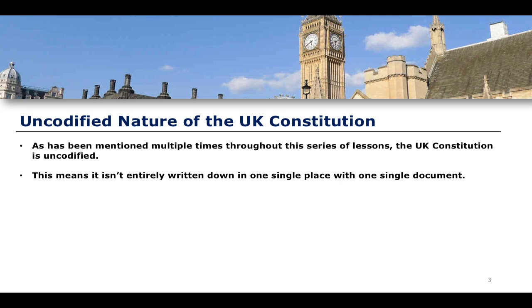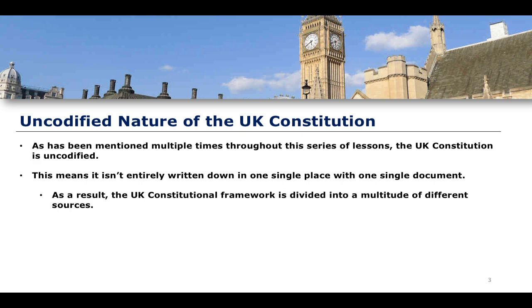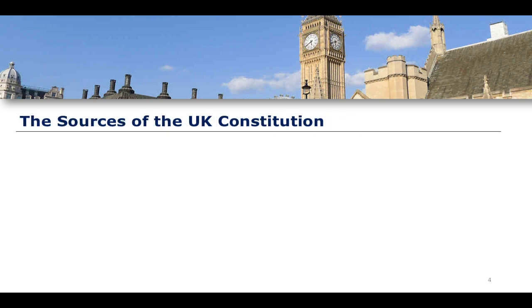The thing that is different from this constitution and, say, for example, the US Constitution or a variety of different European constitutions is the fact that it is not all written down in one single place, in one single document. That's why we suggest that it is uncodified. And so as a result of all this, we see that the UK's constitutional framework is divided into a multitude of different sources. And the sources of the UK constitution that we're going to be exploring are as follows.